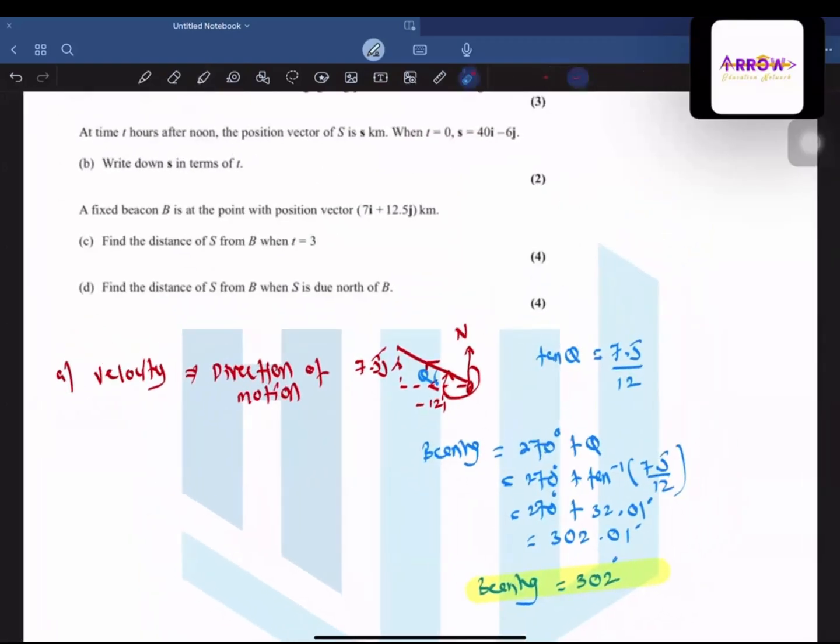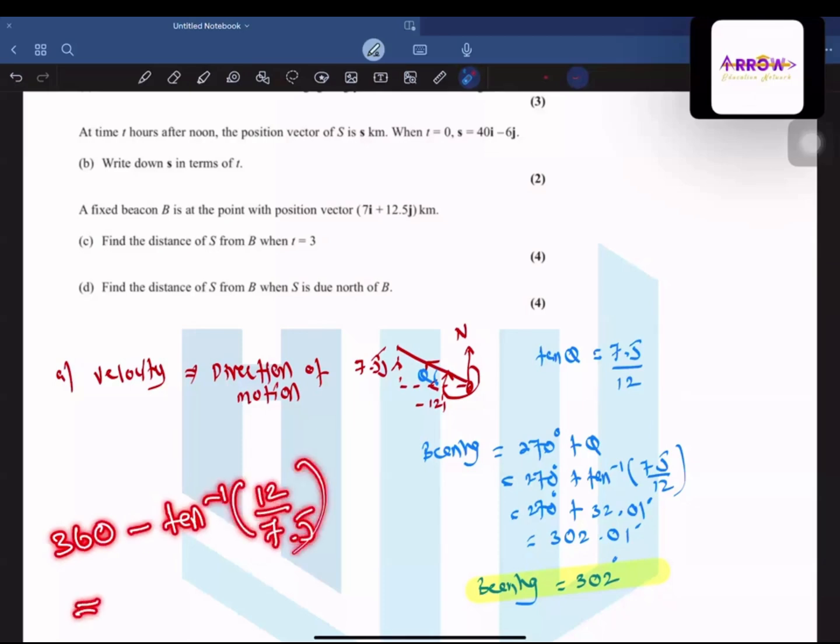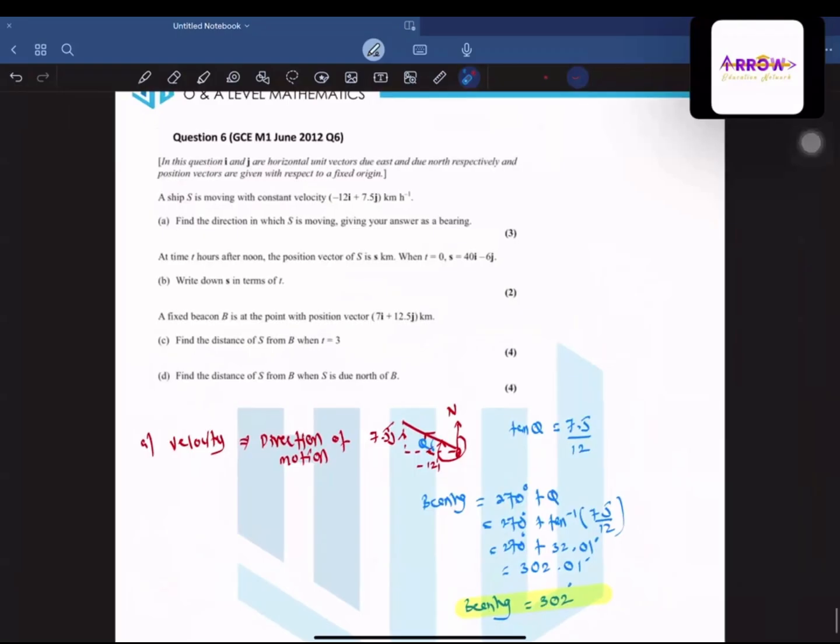Alternatively, you can also find this other angle. If I mark this angle x, the bearing would be 360 minus x. And this angle x you can find this way: the opposite side would be 12 and the adjacent would be 7.5. So 360 minus tan inverse 12 divided by 7.5. This will also give you the same value, you can just check it. The bearing is 302 degrees. So that was the requirement for part A.